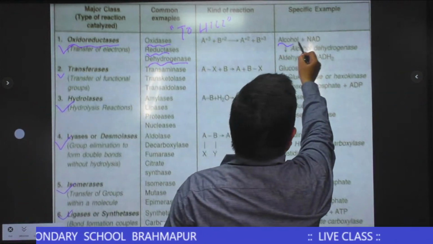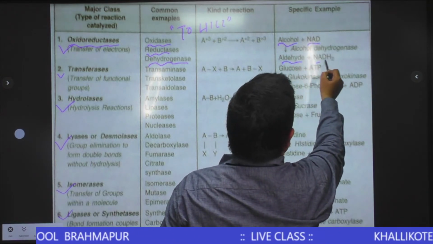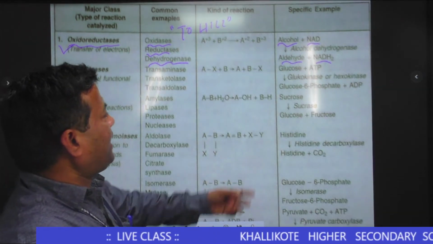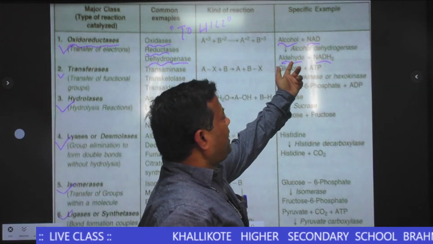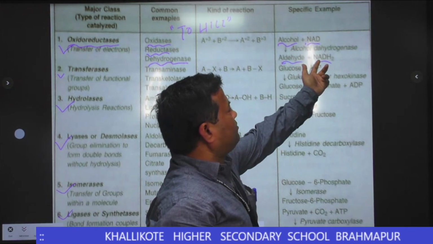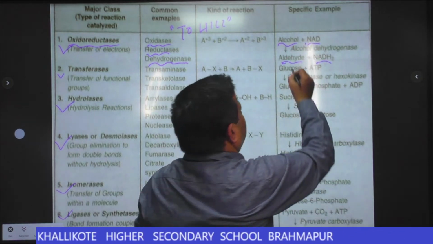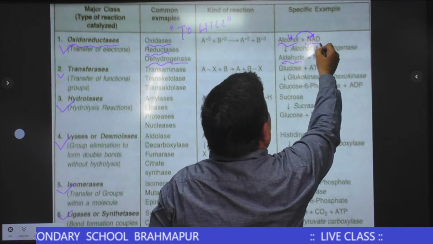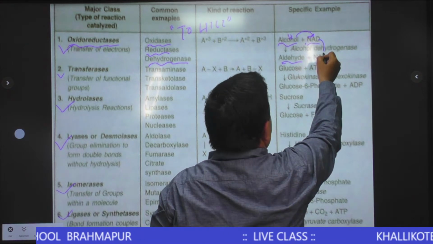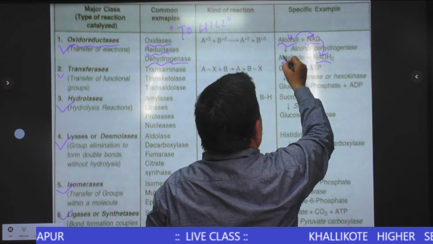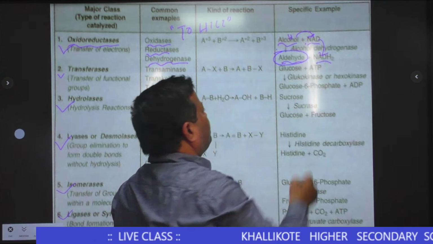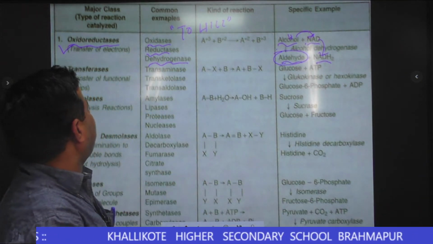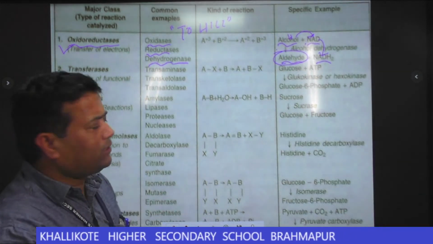Here alcohol plus NAD gives rise to aldehyde plus NADH2. Hydrogen is removed from the alcohol group and added to NAD, so NAD plus is reduced into NADH2, but alcohol is converted into a product, that is aldehyde. Here alcohol dehydrogenase is a special type of oxidoreductase enzyme.